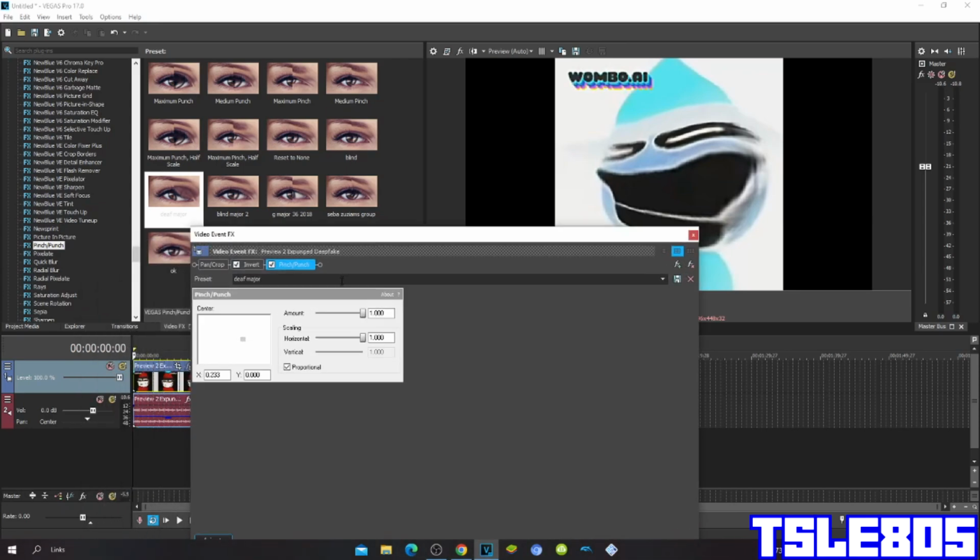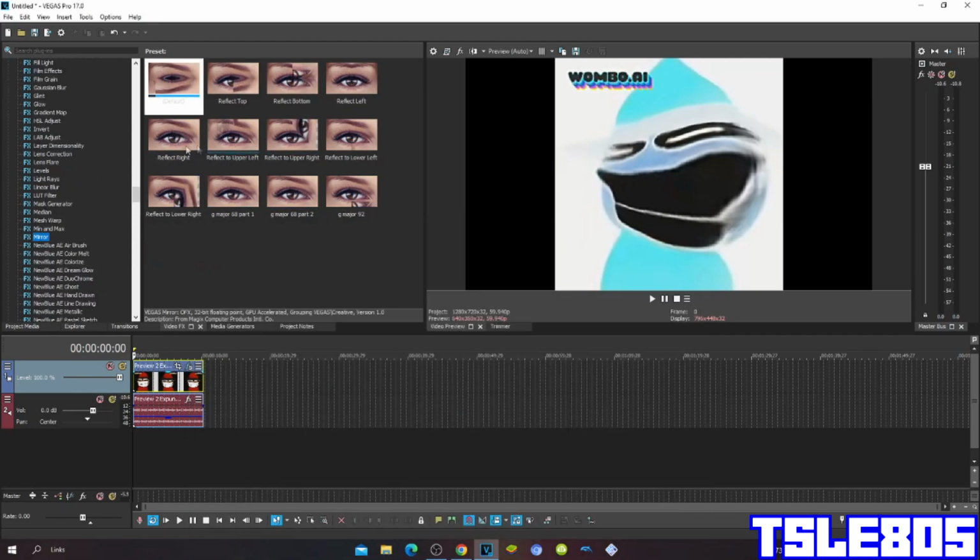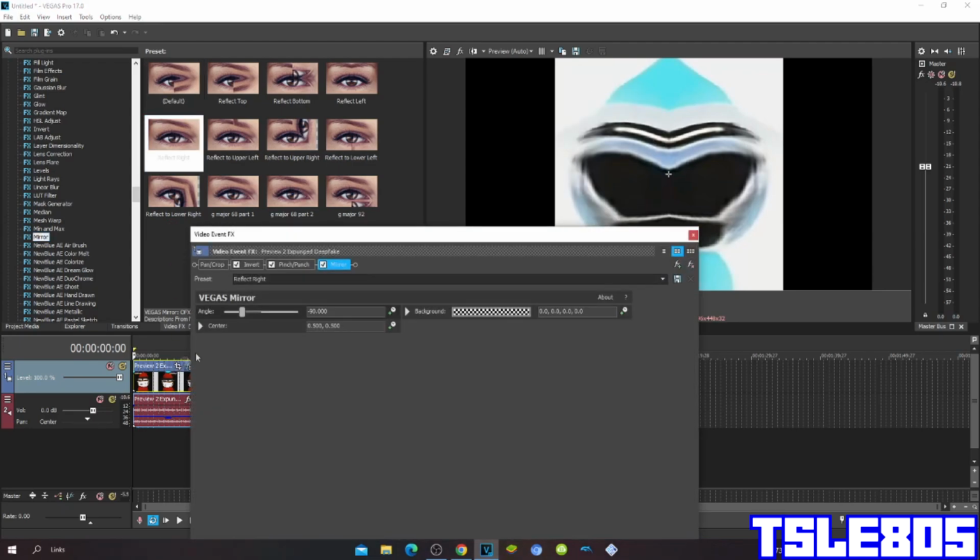So the amount scaling horizontal is the maximum punch, but the center is actually something else. So x is 0.233 while y is 0. Then go to Mirror, choose the Reflect Right.